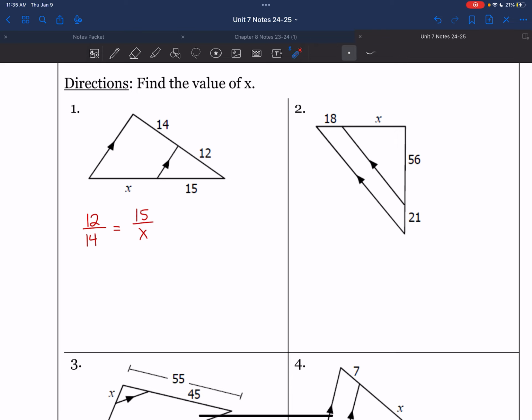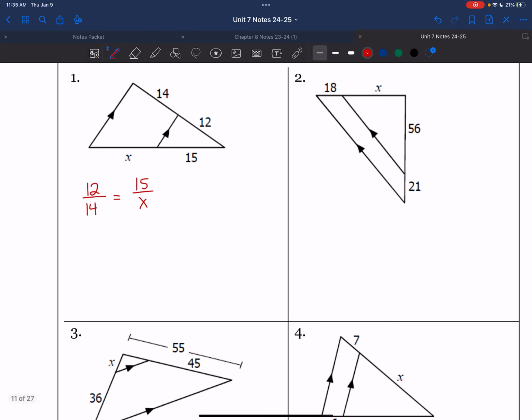So there's different ways that you can set up your proportion. For example, if you swap these, you just need to make sure that you swap these as well. So you gotta match like with like whenever you're doing your proportion.